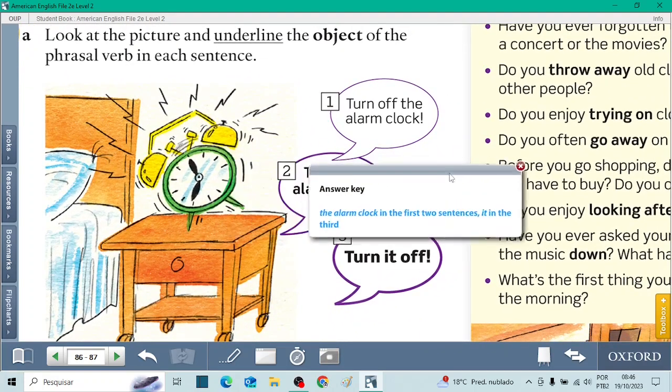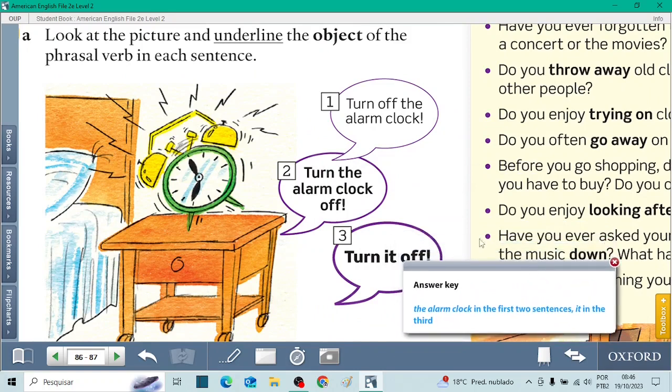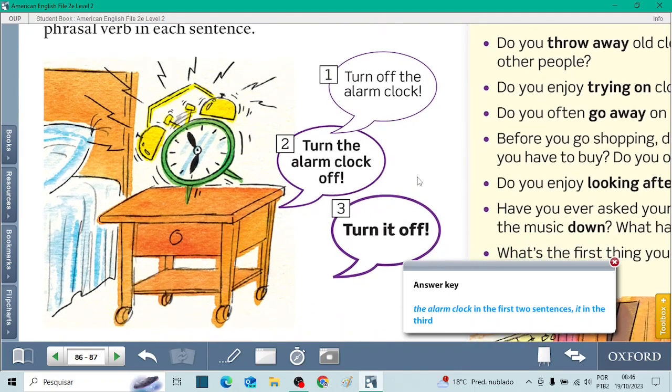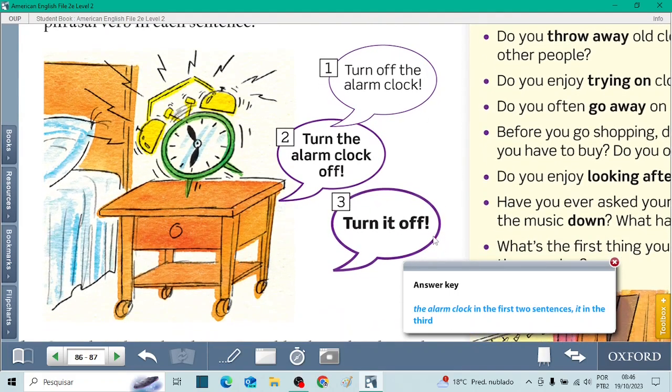The alarm clock in the first two sentences here, turn off the alarm clock. So alarm clock is the object. Turn the alarm clock off. So alarm clock in both sentences are the objects, okay? In number three, we don't have the noun. We have an object pronoun. Turn it off. It's obviously talking about the alarm clock, but we are using it instead, okay?